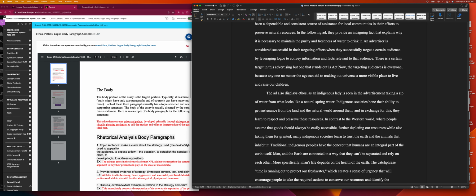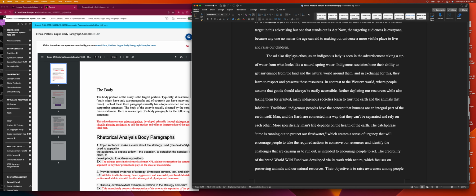So if we go to the next paragraph, this student says the ad also displays ethos as an indigenous lady is seen in the advertisement taking a sip of water from what looks like a natural spring water. Again, this topic sentence does not make a claim that supports the thesis. It attempts to make a claim, right? The ad displays ethos as an indigenous lady. Okay, so he's saying that the lady in the photo is used as a symbol of ethics. But I need you to explain to me how. What about this lady being used in the photo is helping to create an ethical argument, right?